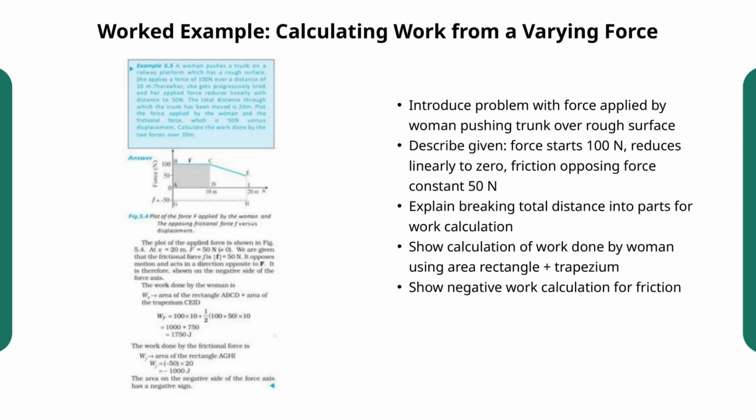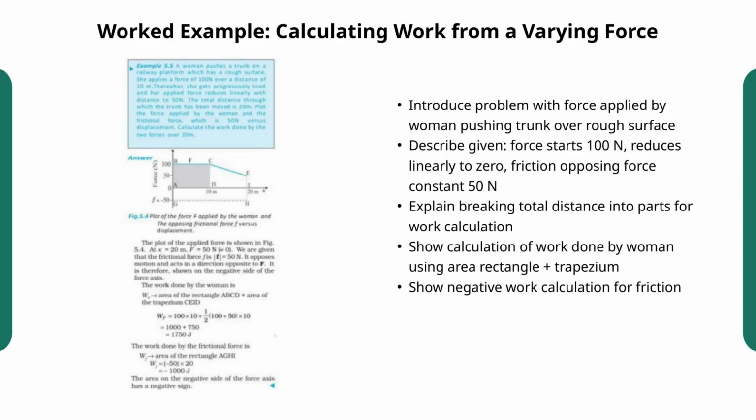Let's analyze a real-world problem illustrating the work done by a varying force and friction. A woman pushes a trunk over a rough railway platform, covering a total distance of 20 meters. Initially, she applies 100 newtons of force, which remains constant for the first 10 meters, then decreases linearly to 0 from 10 to 20 meters. The opposing friction force is constant at 50 newtons.